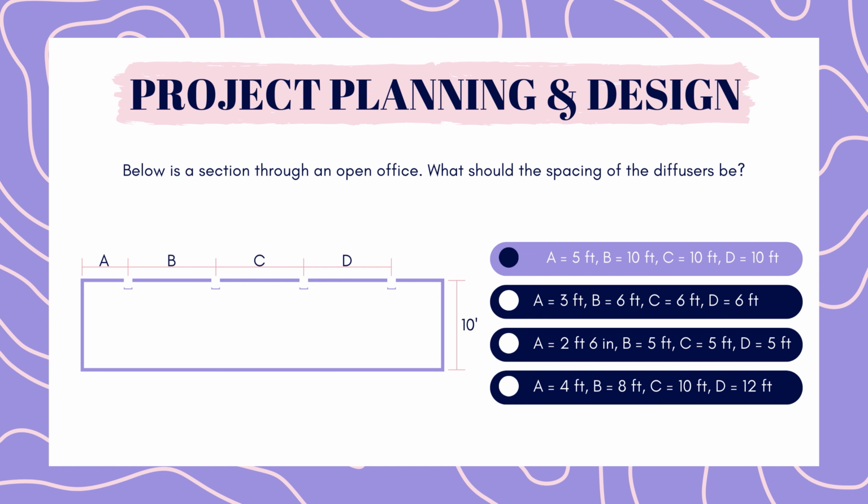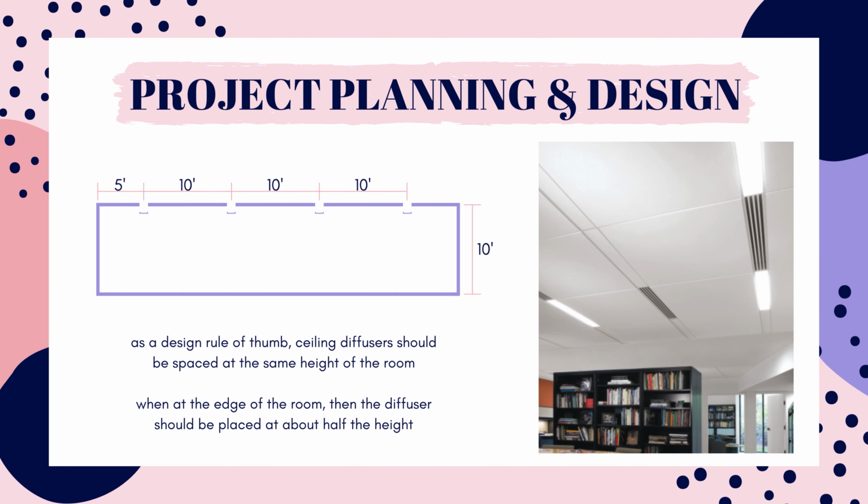And the correct answer is the first one, 5 feet and then all 10 feet. A general rule of thumb is to space ceiling diffusers the same distance as the height of the room, so in this case 10 feet. At the edges of the room, this is reduced by about half of the height in the room, so in this scenario that would be 5 feet. Depending on the size of your room, it may not perfectly align this way, but this is a general guideline for space planning.